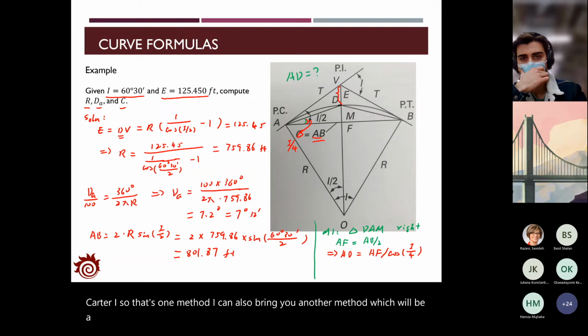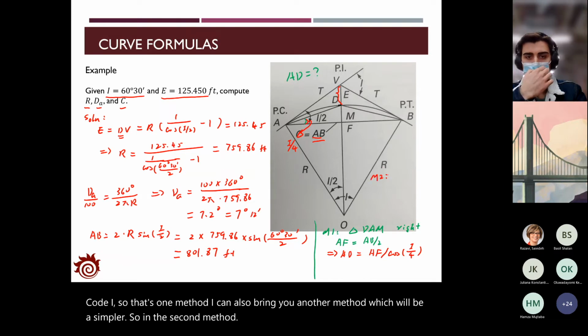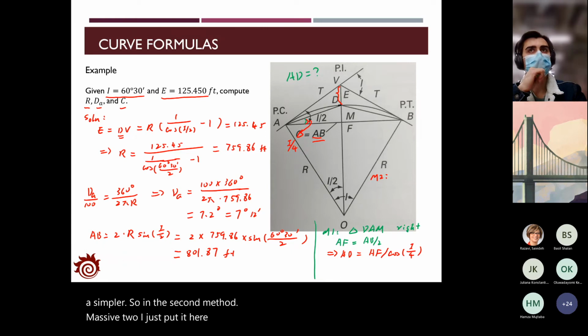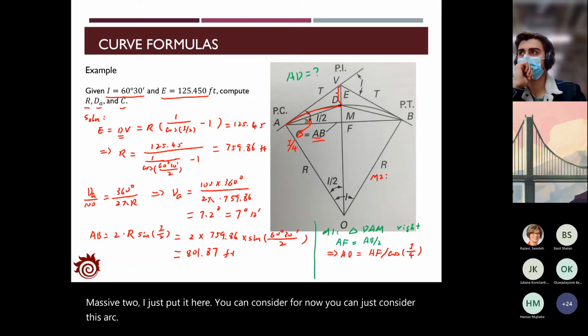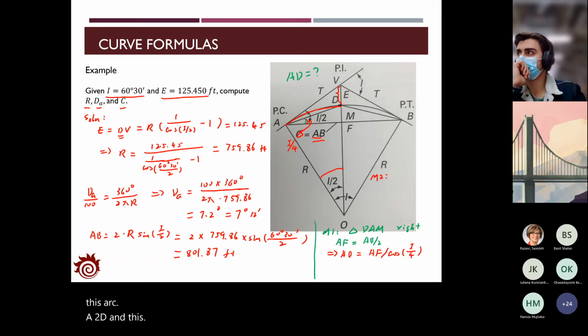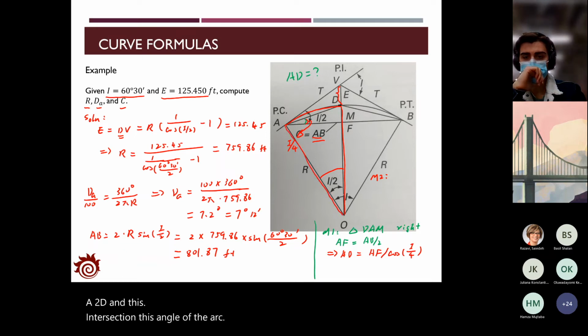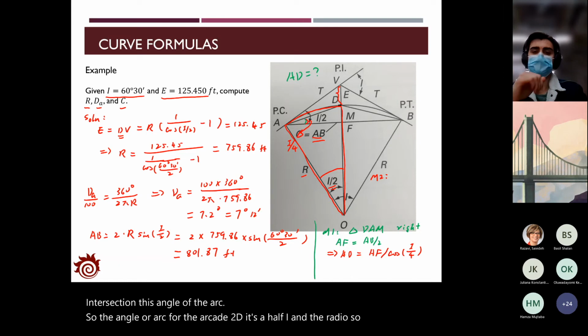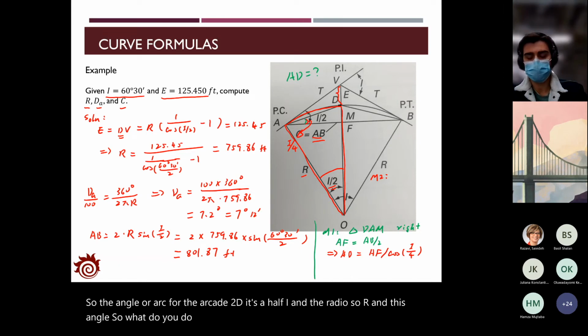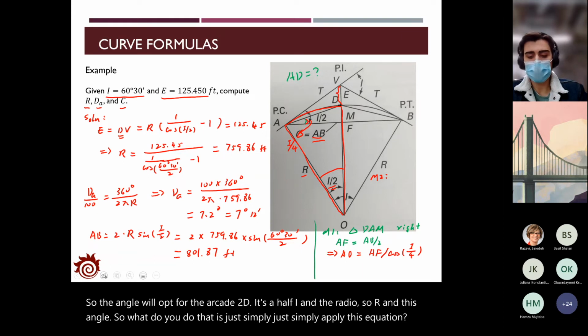In the second method, method 2, you can just consider this arc, A to D, and the angle of this arc. The angle of the arc A to D is half I, and you know the radius R, and you know this angle. So what do you do? You just simply apply this equation.